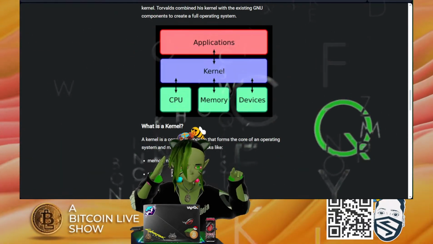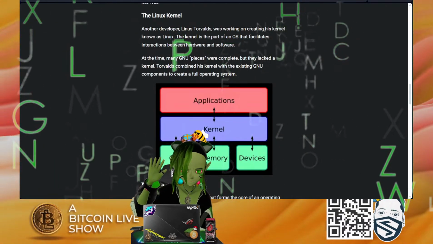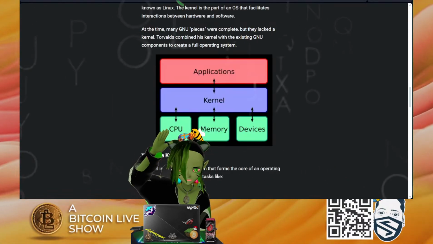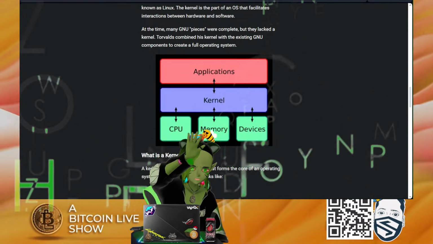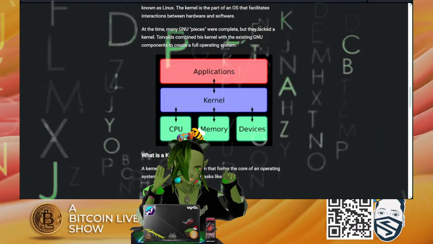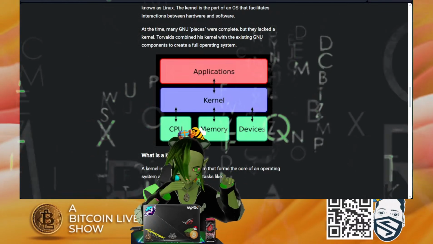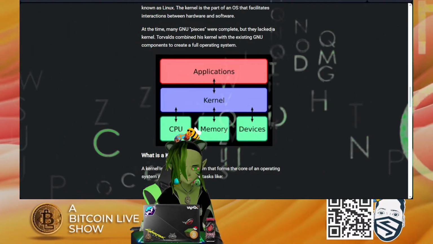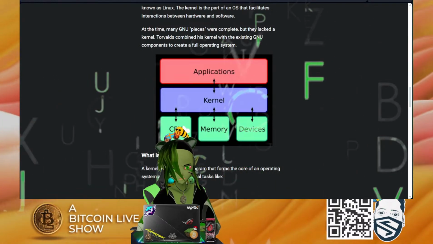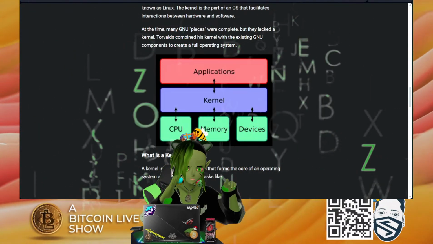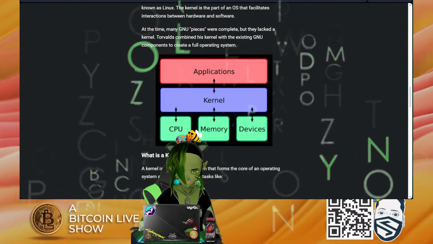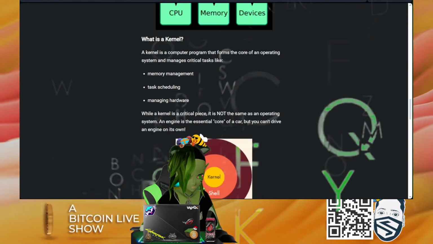You have applications on the top, right? And then we have the kernel, and then we have something called a CPU, the memory, and the devices. So the applications talk to something that then talks to the actual hardware. That's what an operating system does. The operating system contains this kernel that can talk to the CPU, the memory, and the actual devices that may be connected to it.